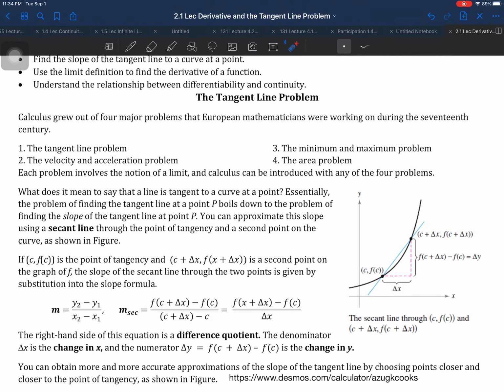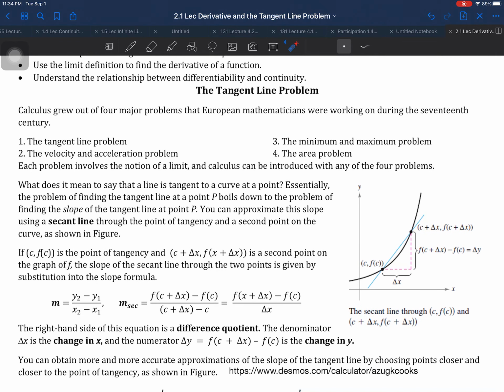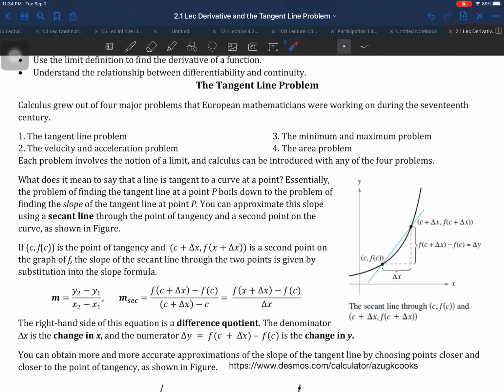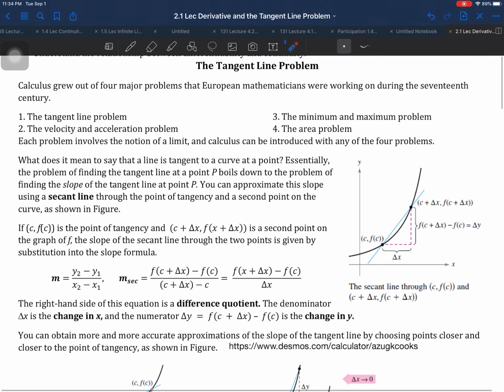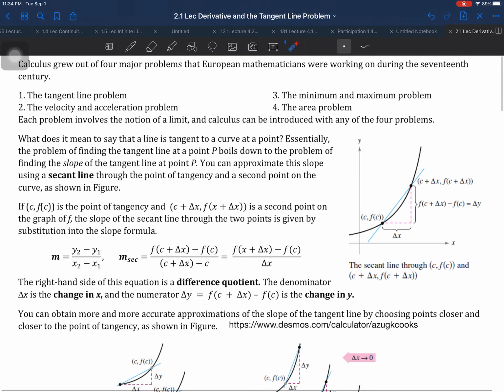So tangent in calculus. Calculus grew out of 4 major problems that European mathematicians were working on during the 17th century. One was the tangent line problem, the second was the velocity and acceleration problem, number 3 the minimum and maximum problem, and the fourth one the area problem. Alright, so each problem involves the limit, and we get to talk about the tangent line problem, and then it builds up to the velocity and acceleration, minimum and maximum, and the area problem in the further chapters.